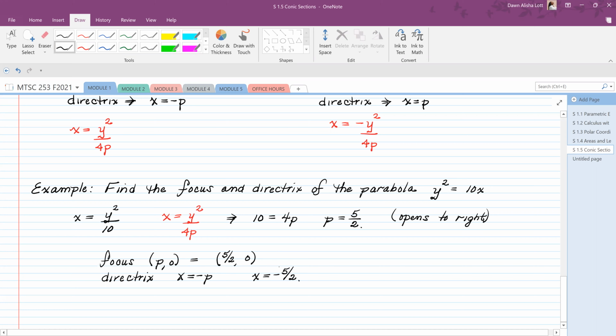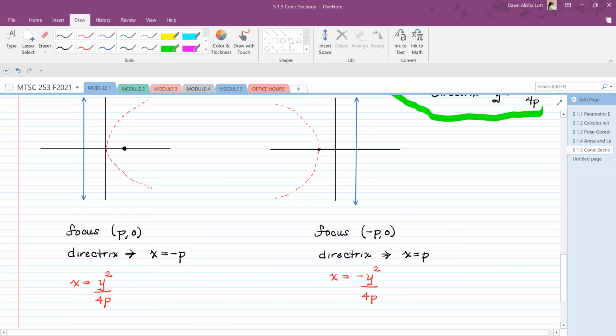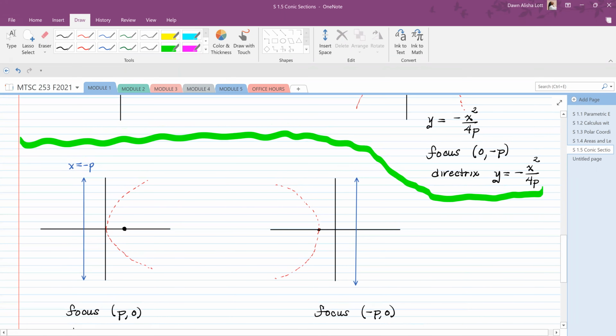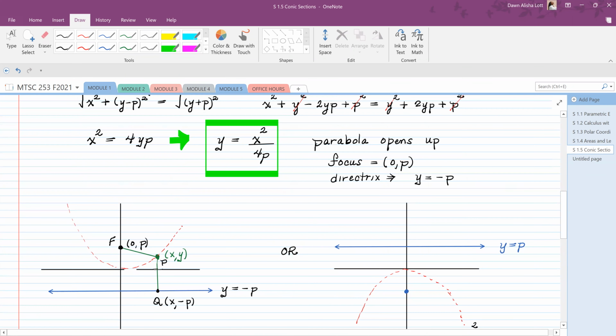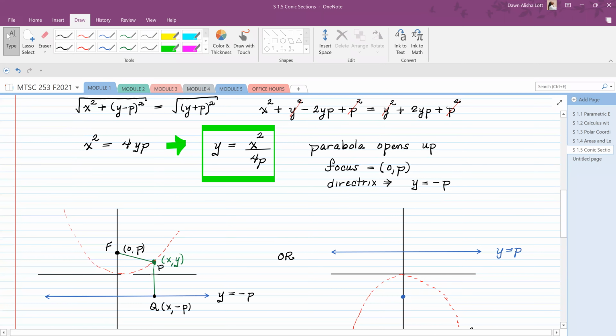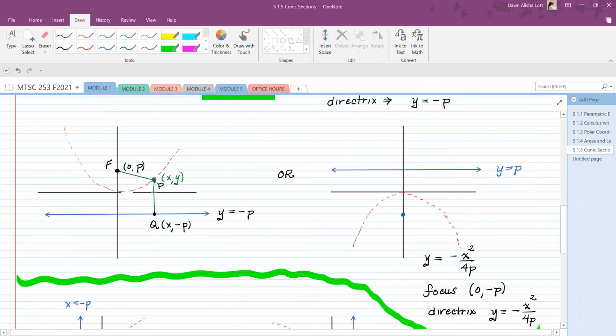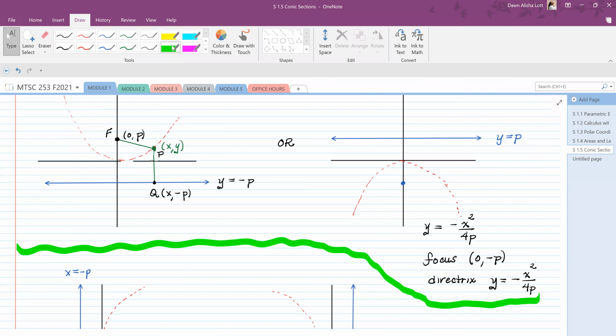All right. Any questions? Yeah, I was just about to ask. So see how you substituted the 4p for 10? Would it always be 4p? It's always 4p. For a parabola, it's always 4p. Okay, thank you. It's either going to be this case or it's going to be this case.